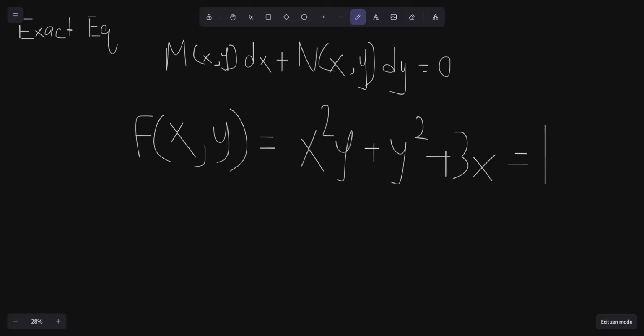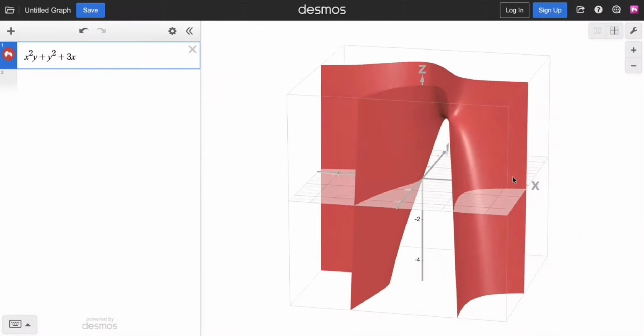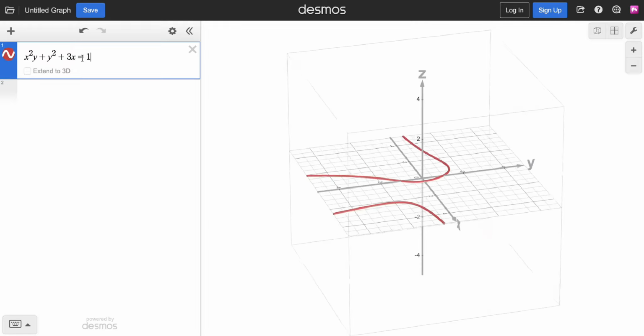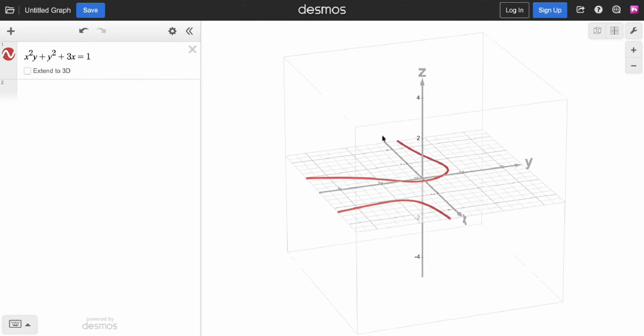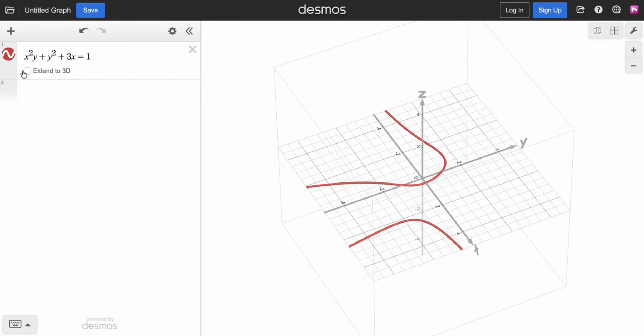So what does that actually look like? I'm actually pulling up Desmos 3D right now. So x squared y plus y squared plus 3x, okay? And this is what this function looks like in 3 dimensions. And then if I set that equal to 1, this is the slice of that function.